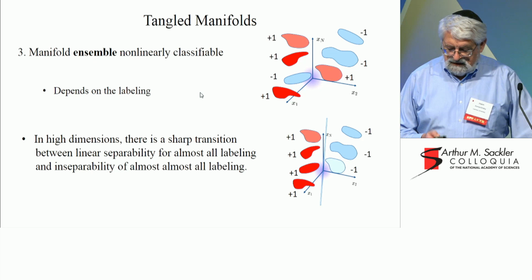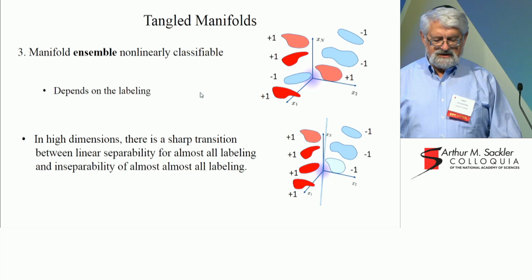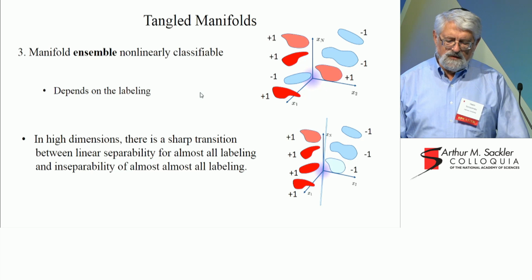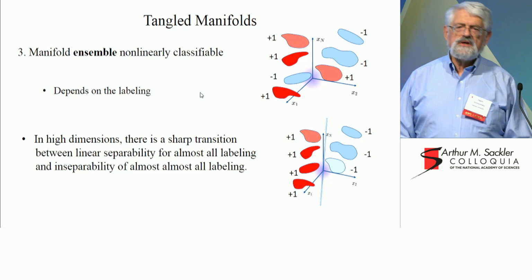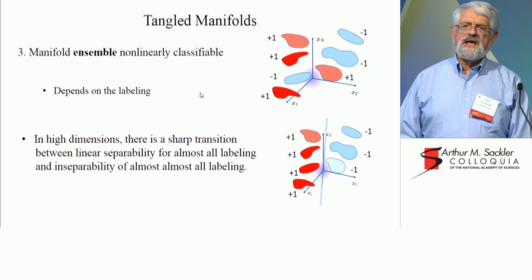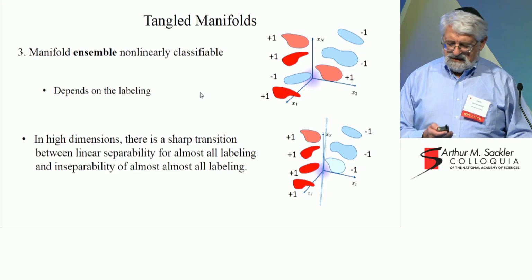And now it turns out that under relatively general statistical assumptions about those manifolds, there is a sharp transition between the region where manifolds are linearly separable and the region where they're not linearly separable. So here, theory helps us to make more or less sharp claims about how the geometry of the manifolds, for instance, determines whether they are linearly separable or not.